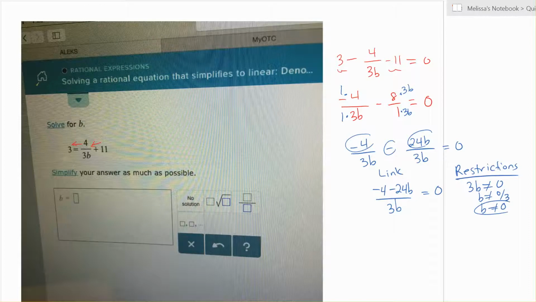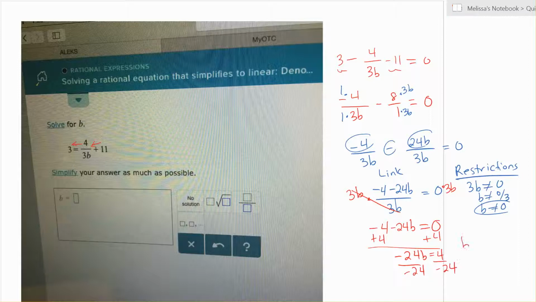Now at this point you want to get rid of your fraction, so multiply by 3b. We're just doing the opposite of dividing, and that cancels the 3b's, and 0 times anything is 0. So I bring down negative 4 minus 24b equals 0. Now I'm going to add 4 to isolate the negative 24b, and then I'm going to divide by negative 24.